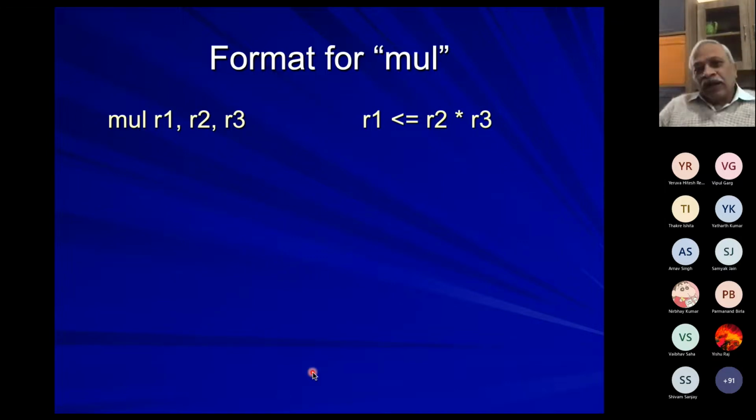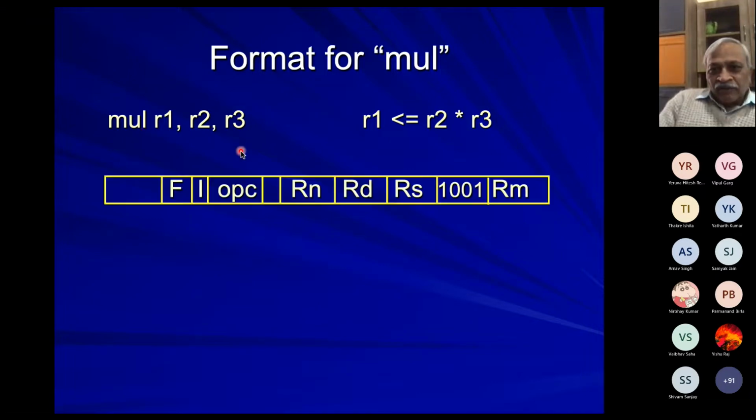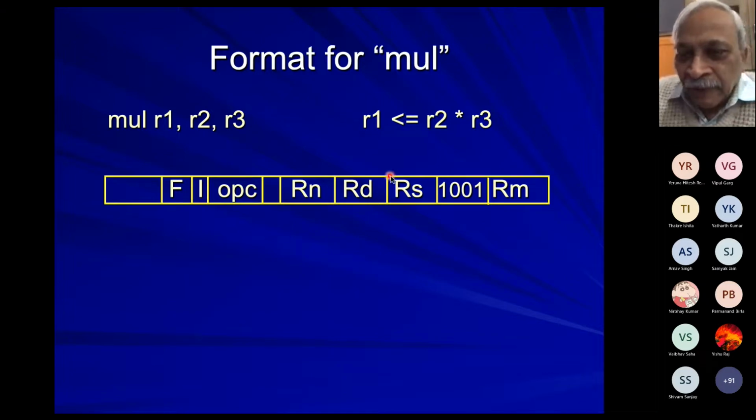Now I briefly mentioned the multiply instruction. So a multiply instruction of this type, multiply R1, R2, R3, is specified in this manner. Here is that one position.